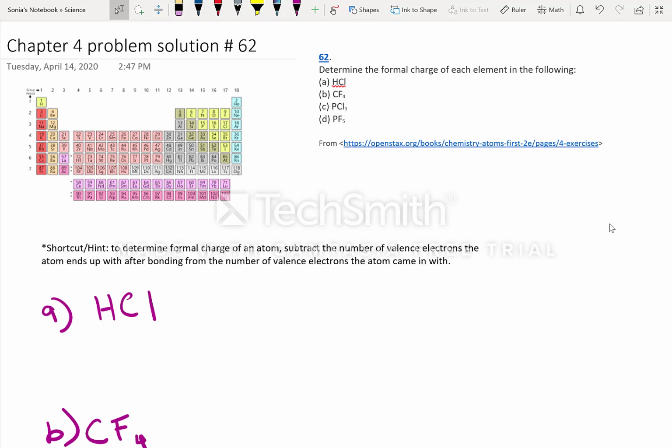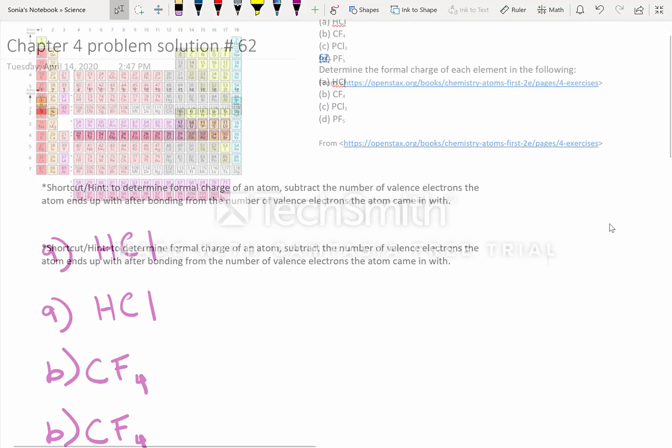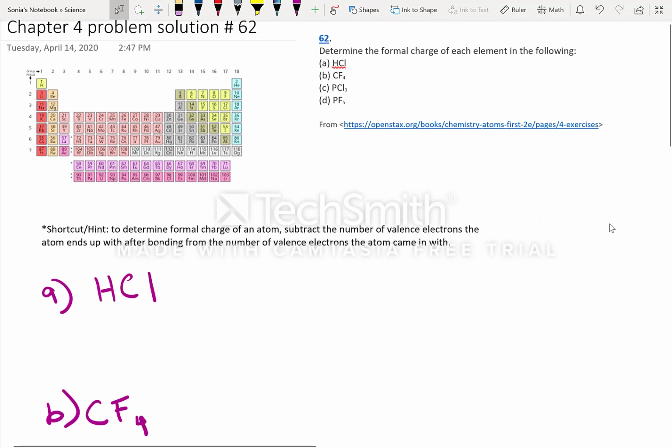Hello, my name is Isra, and we are going to be doing question number 62 from chapter 4 in our book, and we can just go ahead and get started. I put a periodic table here just so we can refer to it if we need to for valence electrons.